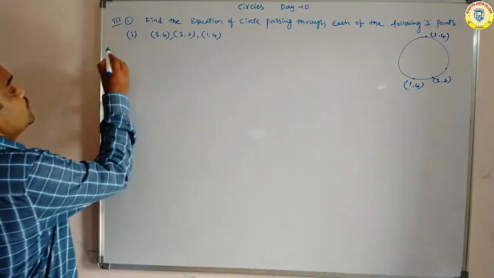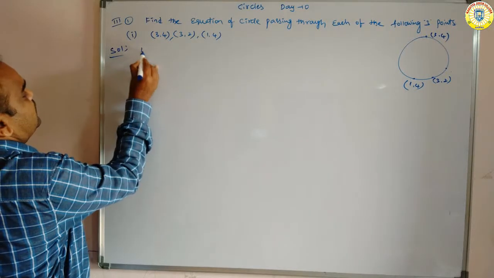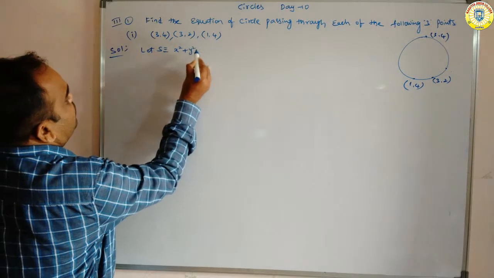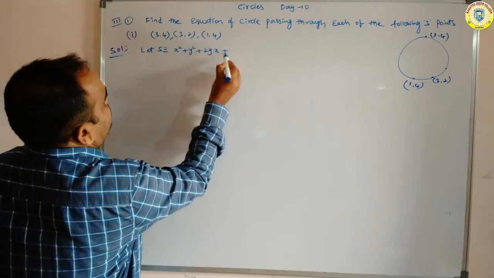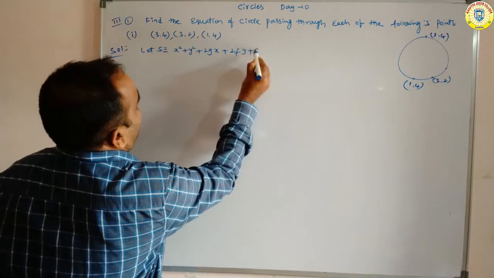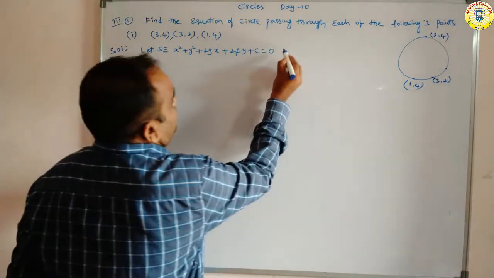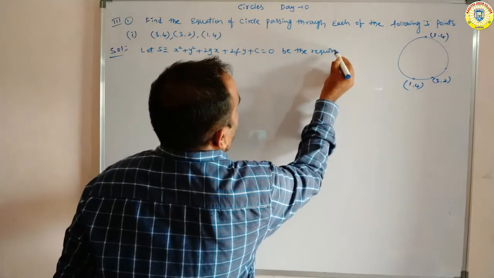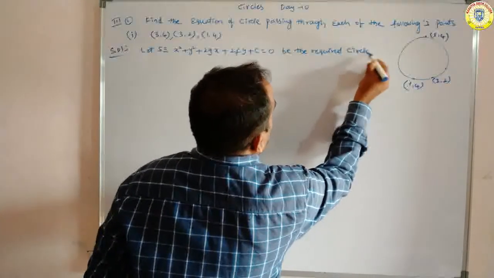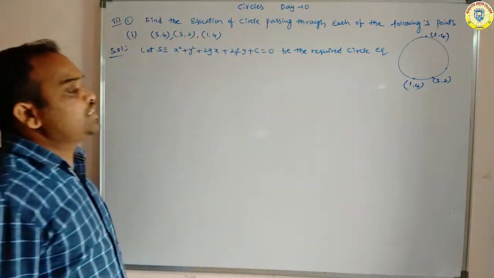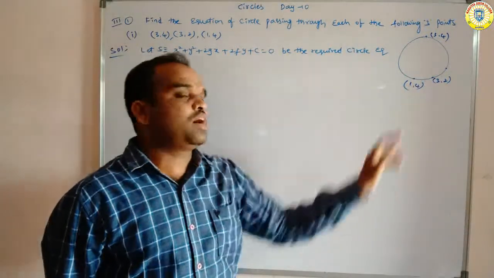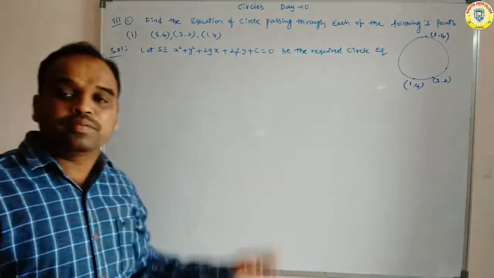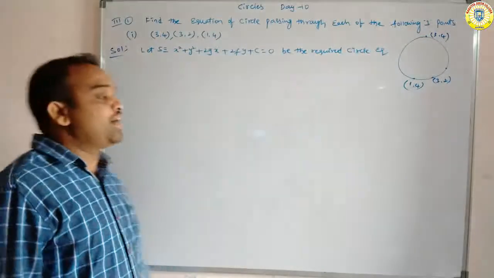Solution. Let S is equal to x square plus y square plus 2gx plus 2fy plus c is equal to 0 be the required circle equation. These 3 points 3, 4; 3, 2; 1, 4 lie on which circle? The required circle. What is the required circle? S is equal to 0 is the required circle.